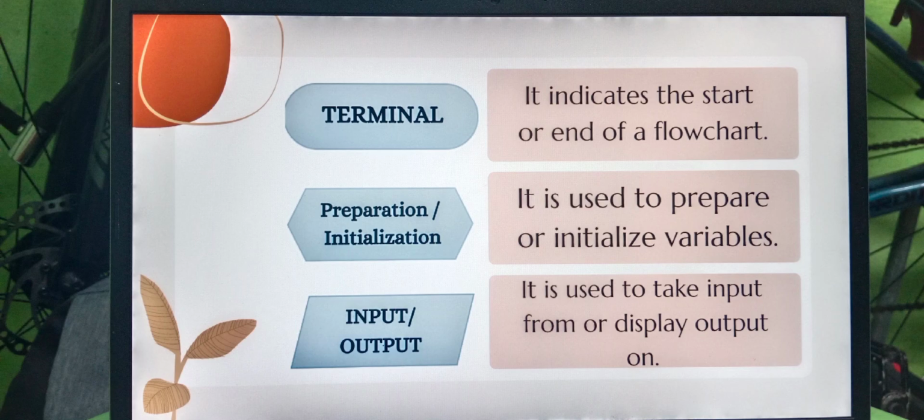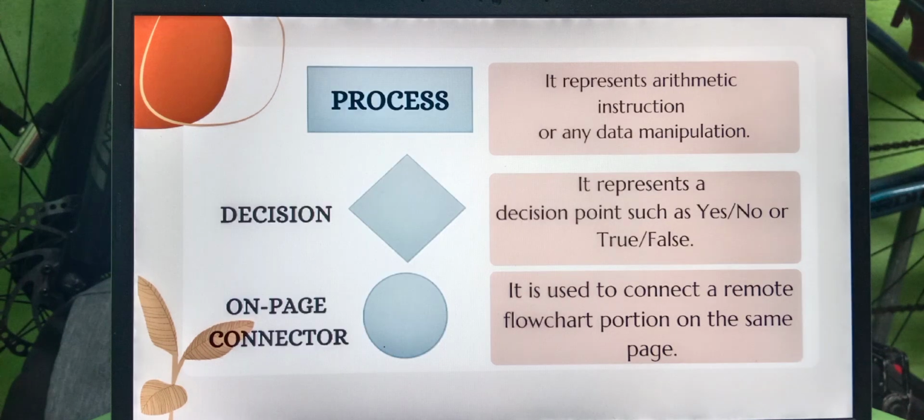Terminal. It indicates the start or end of the flowchart. Preparation or initialization. It is used to prepare or initialize variables. Input or output. It is used to take input from, or display output on, a device. Process. It represents an arithmetic instruction or any data manipulation.